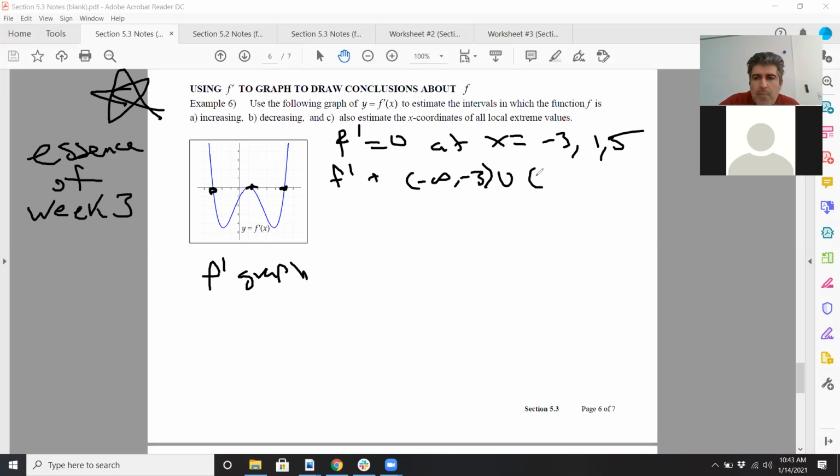And I'm going to use open brackets, or open intervals, because obviously f prime is 0 at -3 and 5. You know, it's not positive or negative there. And f prime is negative from negative infinity to 1. You don't include 1 because it's 0 at 1, and 1 to 5.